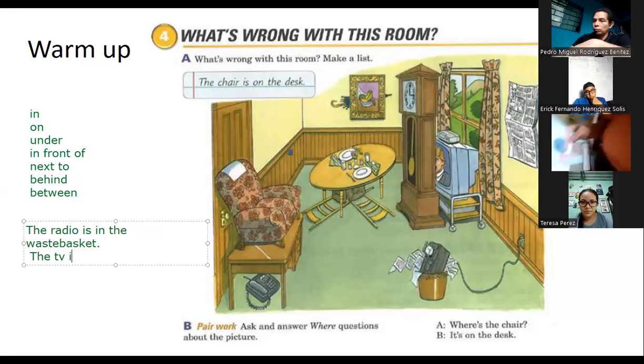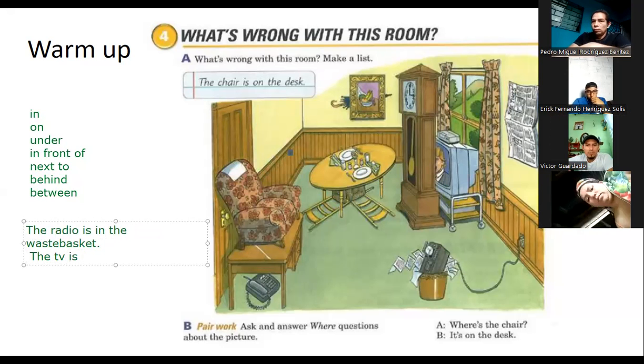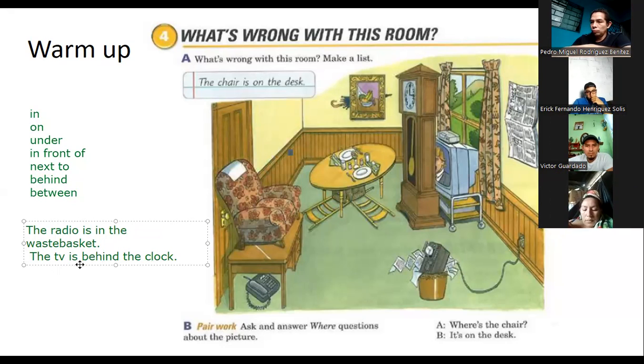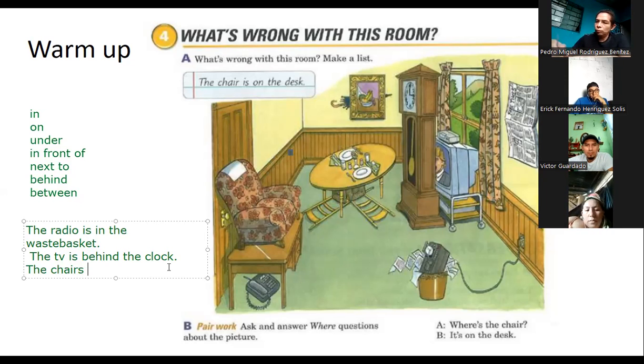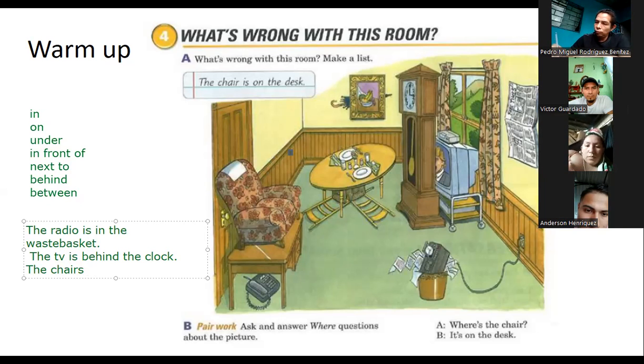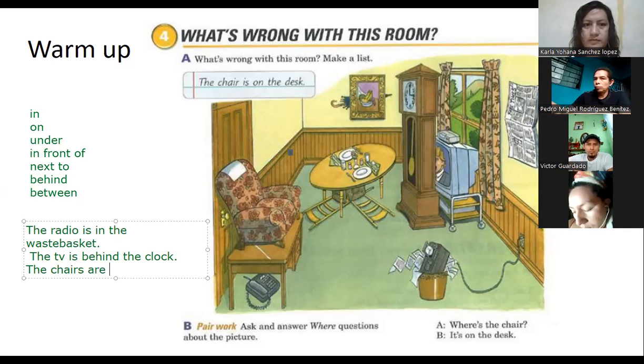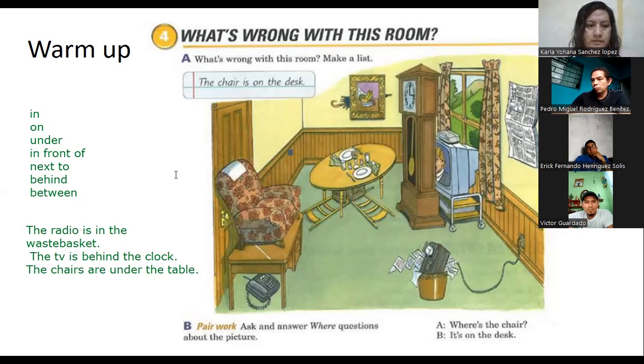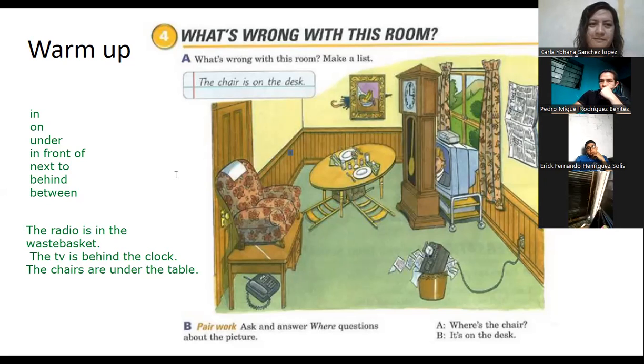Trash. Okay. Otro ejemplo, the TV is. Luego la preposición. Behind the clock. La televisión está detrás del reloj. Y the chairs. Chairs. Singular or plural? Plural. So I use is or are? Are. The chairs are under the table. Table. Under the table, yes. Perfect. ¿Ya ven? Ya pueden decir dónde están las cosas.